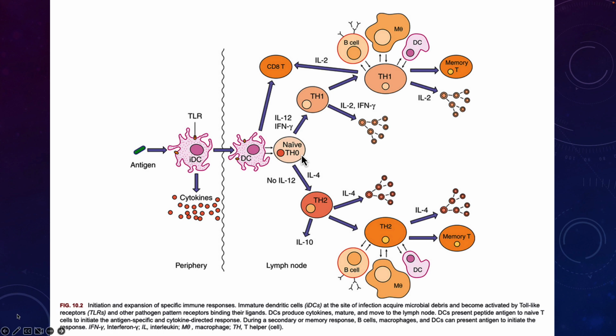And as we have that antigen presentation, you can get differentiation depending on which cytokines are produced to those T helper 1, T helper 2, which can activate more B cells, macrophages, and dendritic cells, and can also lead to various memory cells.